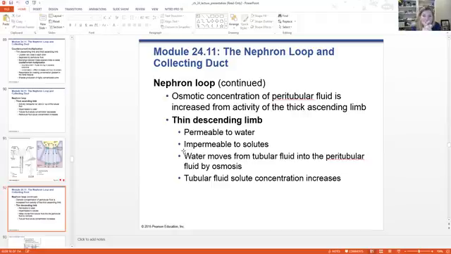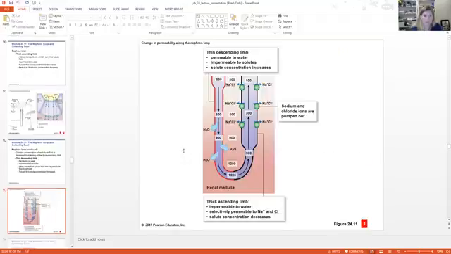The osmotic concentration of the peritubular fluid increases as it moves through because it's being concentrated. The thin descending limb is permeable to water and impermeable to solutes. So the tubular fluid solute concentration increases as it moves through. So all the water is being taken out and solutes are left, so the solute concentration increases.